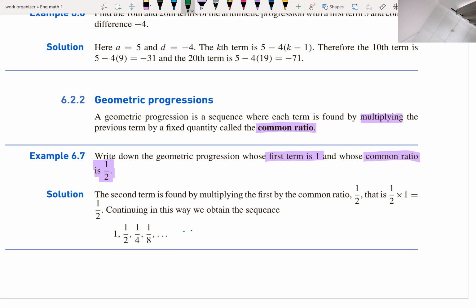So we just write down 1 first. And then multiply. Remember, geometric is about multiplication. Multiply by 1/2, and then we will get 1/2. For the next term, we multiply with 1/2 and we will get 1/4. Do the repeated process and we will get 1/8. So that's how we get this sequence: 1, 1/2, 1/4, and 1/8.